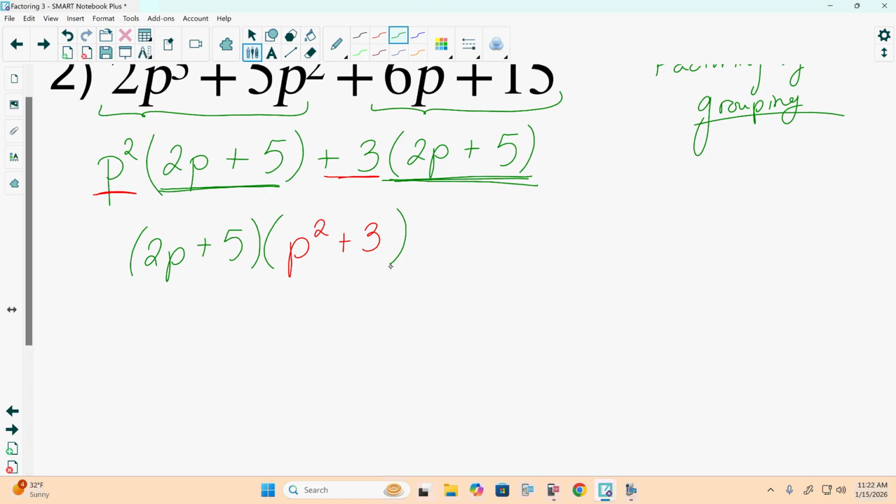Now, looking at these two factors, 2p plus 5 is not factorable further. Because when I look at 2p and 5, do they have a common factor between them? No. And what's the degree of 2p plus 5? 1. So it's as simplified as it gets. If the degree is 1, there's no common factor to it. P squared plus 3, the degree is 2. Is there a common factor between p squared and 3? No. It's a sum of two terms, and it can't be factored as a sum of squares. So this is factored.